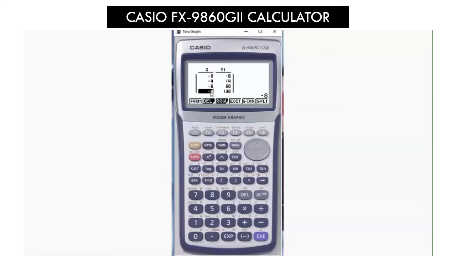Okay, and to read it, if X is -8, then Y is 130. If X is -6, then Y is 60.